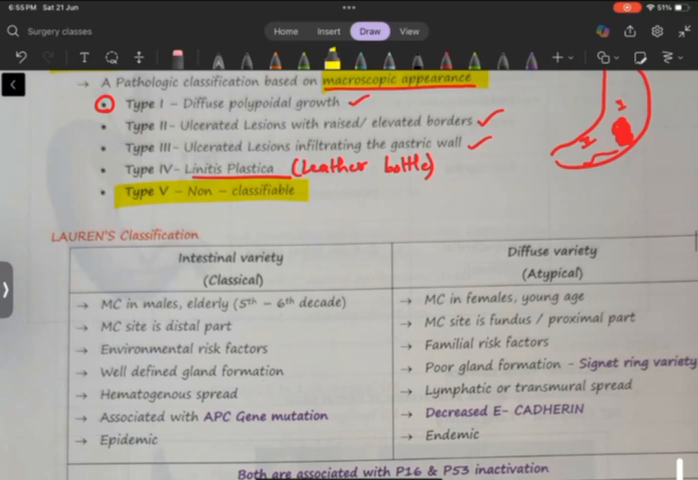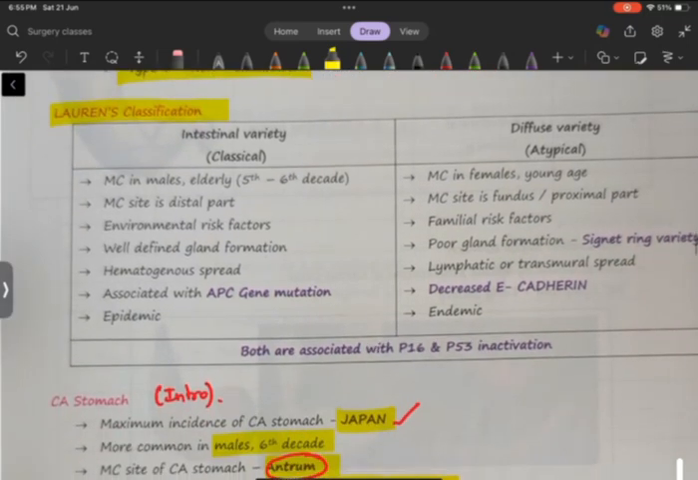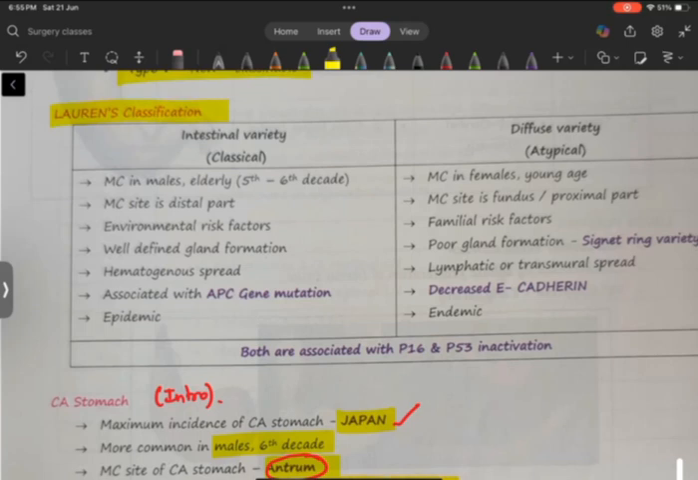Okay, this is simple. Next, one more classification, that is Lauren classification. Lauren classified CA stomach into two types or two varieties. One is the intestinal variety, the other one is the diffuse variety. The intestinal variety is the classical variety, whereas the diffuse variety is atypical.